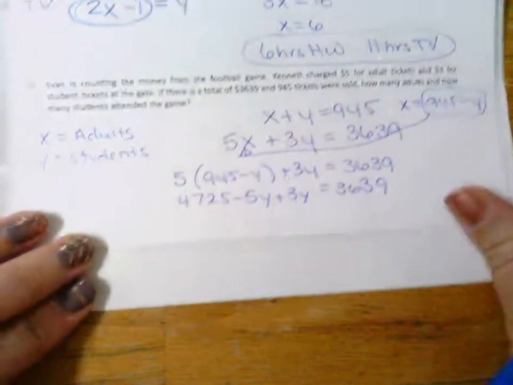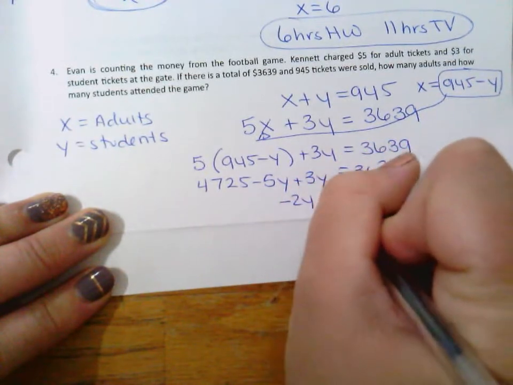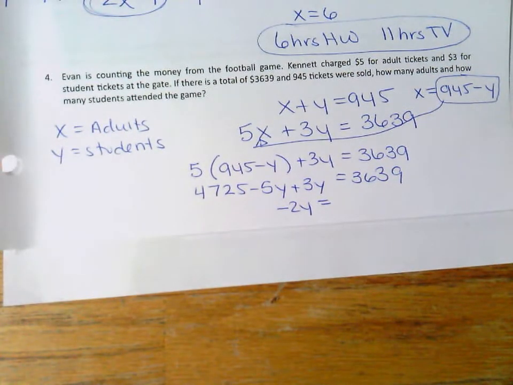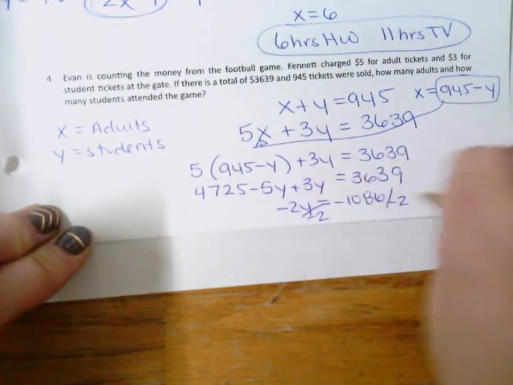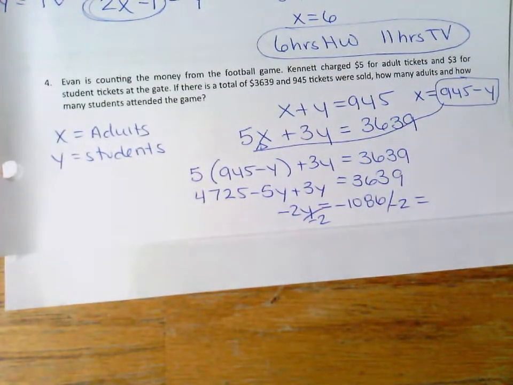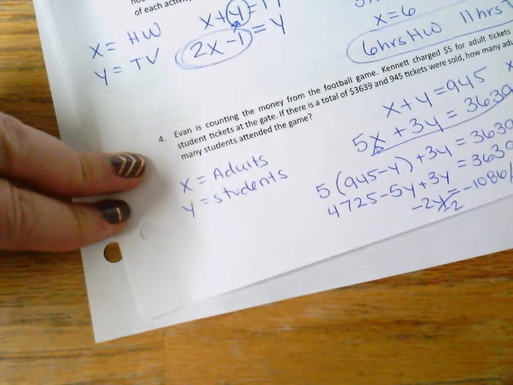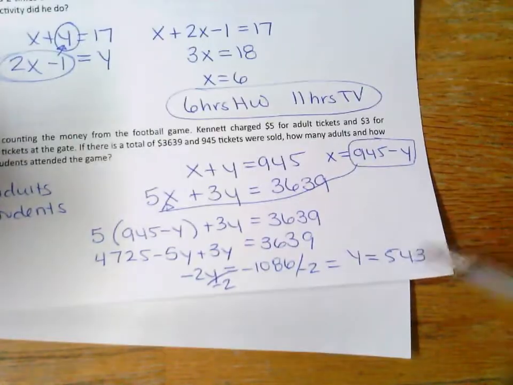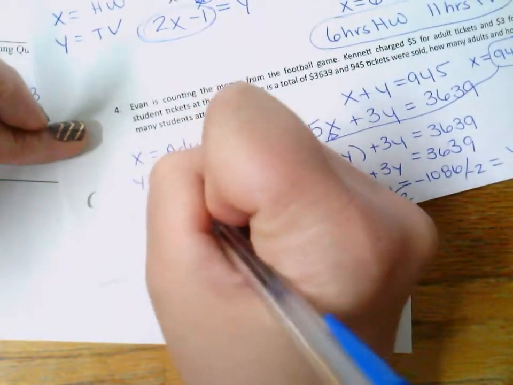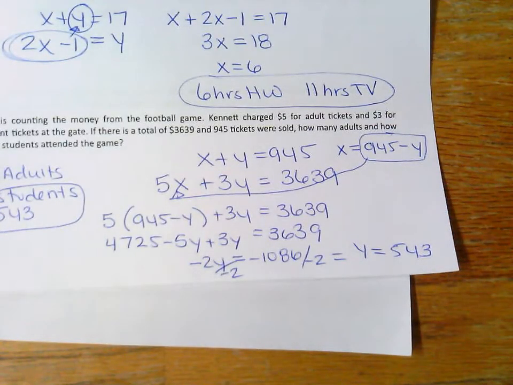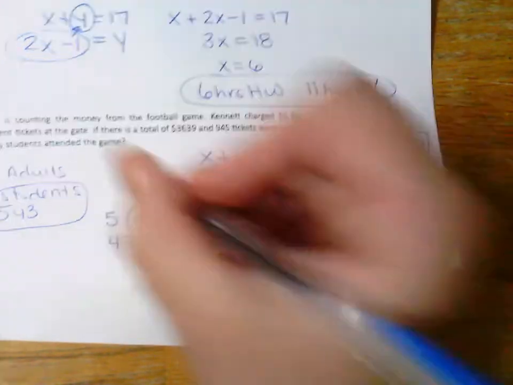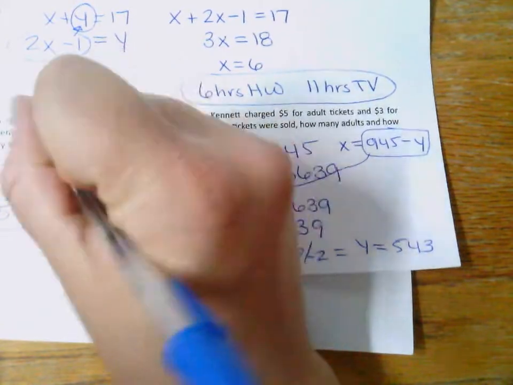Okay, now I'm going to do it. So I have negative 2y on this side, 3639 minus 4725 is negative 1086, which I need to divide by negative 2 for my final answer. So y is 543. So what does that mean? There were 543 students, and then I can subtract that number from 945. 945 minus 543 is 402 adults.